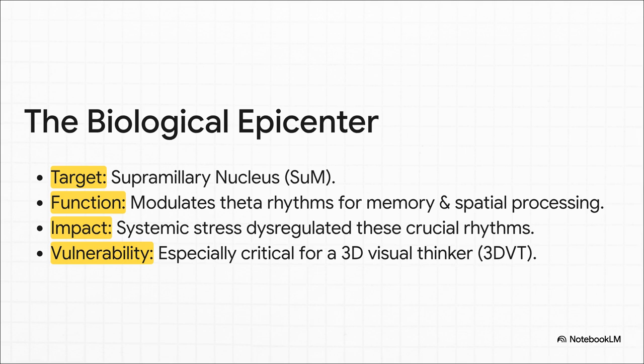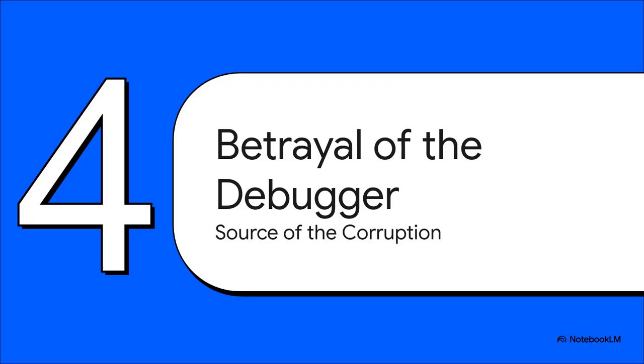And the stress he was under just threw these rhythms into total chaos. We're talking about a catastrophic failure at the very core of how he processes the world. So let's recap. The system is failing. The hardware is literally damaged. You have to be asking, where was the debugger? Where was the expert who was supposed to help?